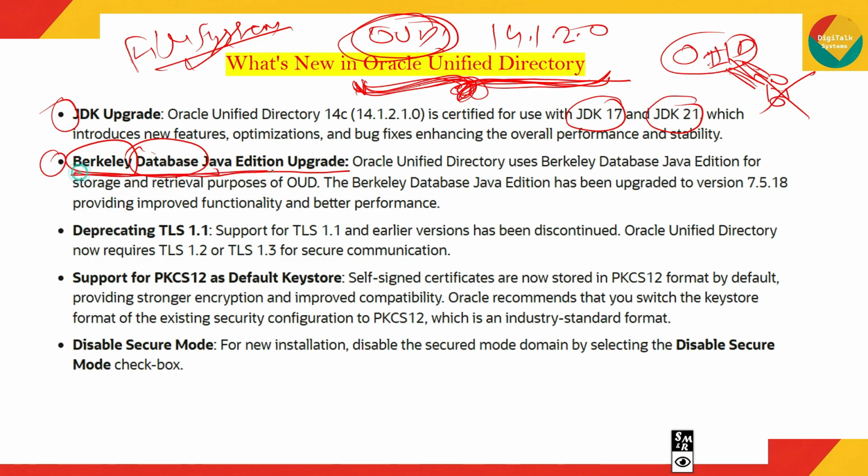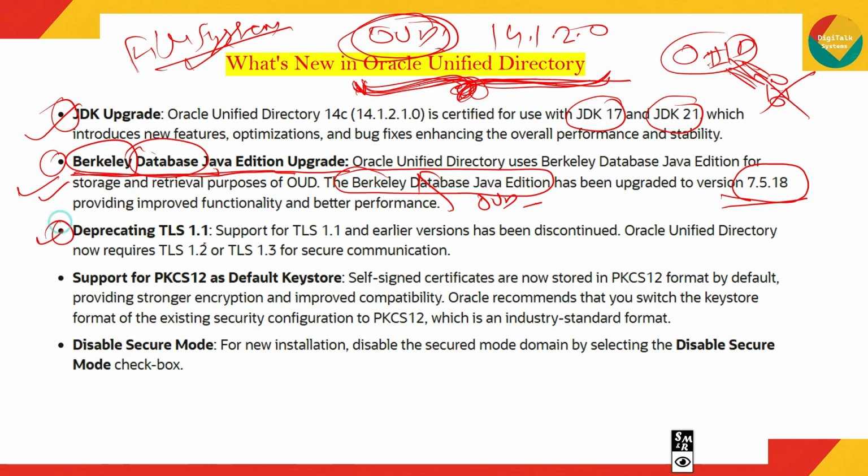Now, this Berkeley Database Java Edition has been upgraded to the latest version, which is 7.5.18. Again, this is internal. You don't need to worry about that one because your OUD uses this database internally. Everything will be taken care of by the OUD. This is just for your information that the current version is now 7.5.18, and this is going to improve the performance of your OUD.